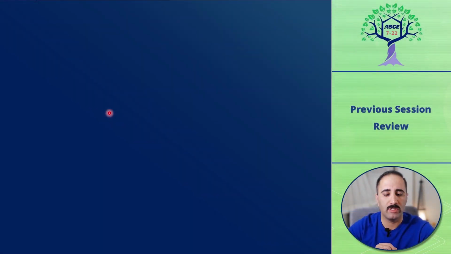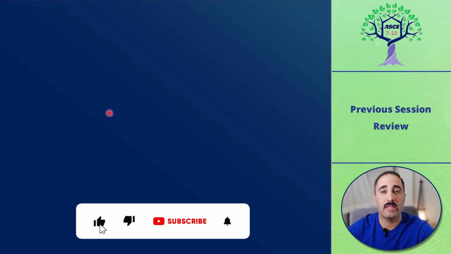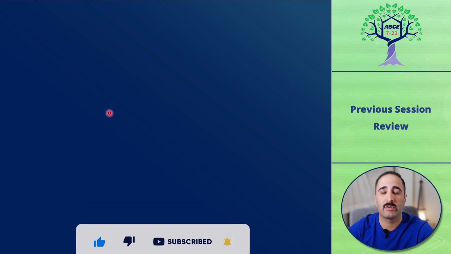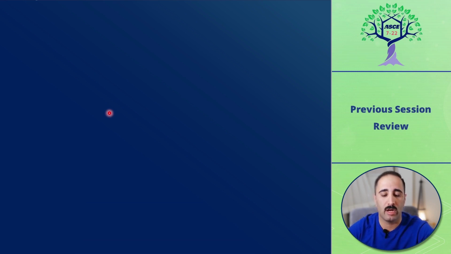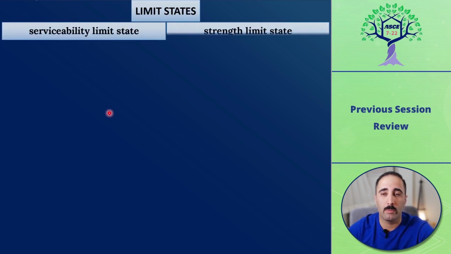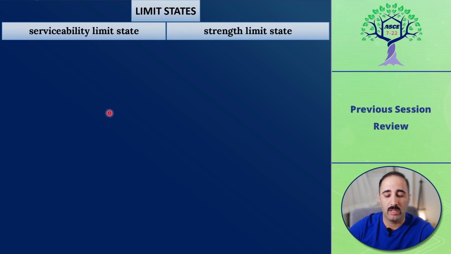At the beginning of this video, we will have a review of the previous session that we talked about basic definitions and requirements. As you know, different standards such as ACI 318 and AISC 360 use the limit states method to design structures. Limit states are conditions beyond which a structure or member becomes unfit for intended function, that we call its serviceability limit state, or to be unsafe, that is called a strength limit state.